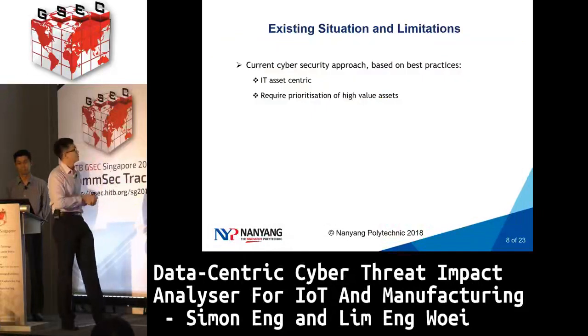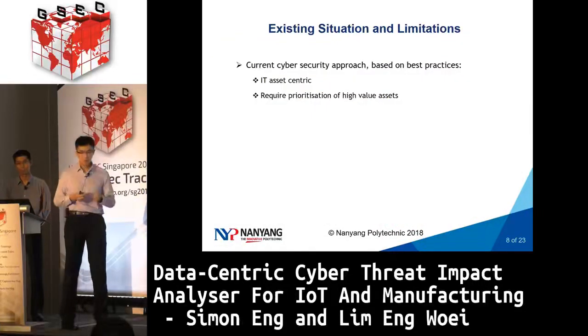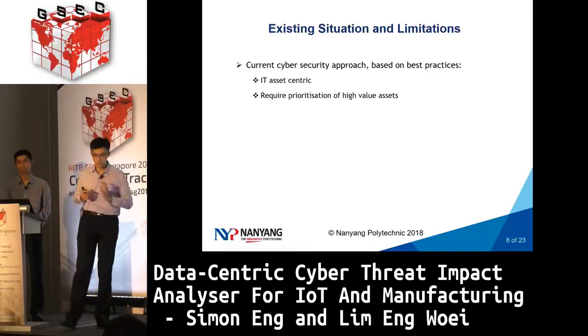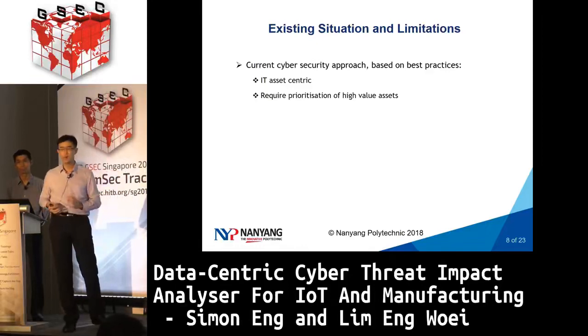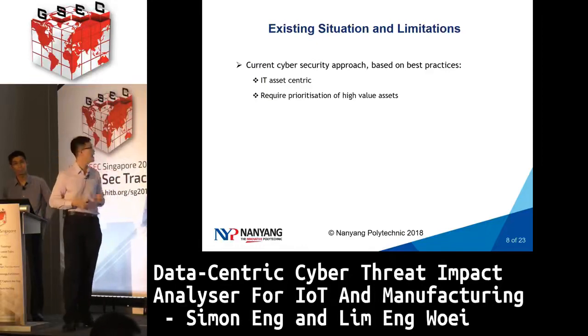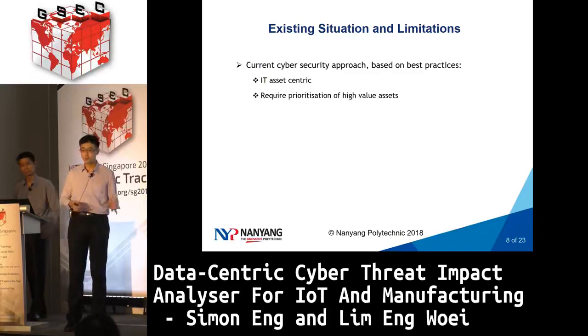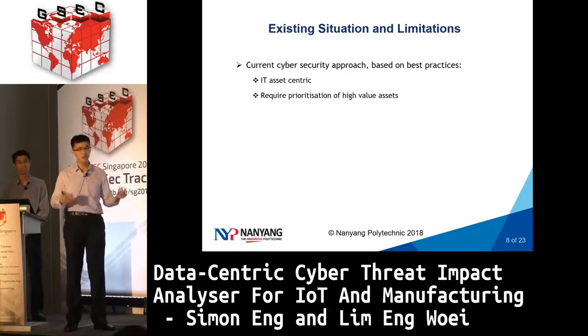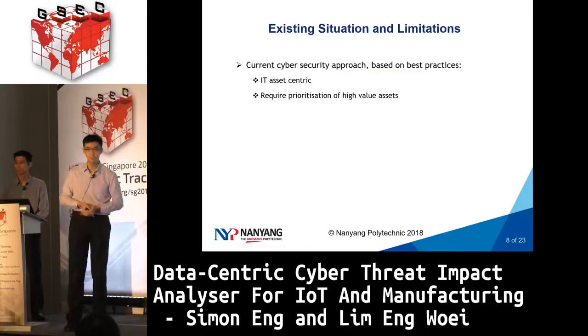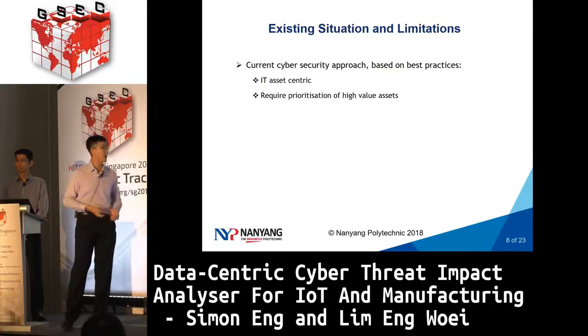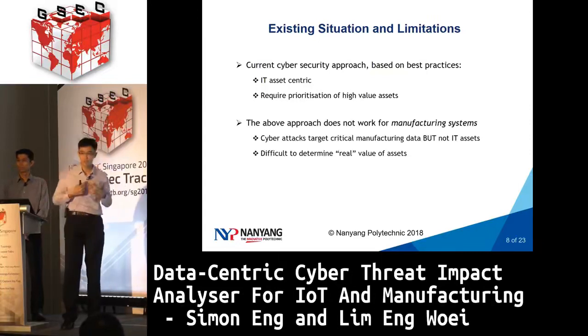So moving forward now. For current practice in the manufacturing industry, we're still using an IP asset-centric approach, which is we still look at which computer is worth the most, and we try to protect the computer. Let's say we've got a 16-core PC, or we've got a data server, the most expensive one, we try to protect them. But does this really work for the manufacturing sector?